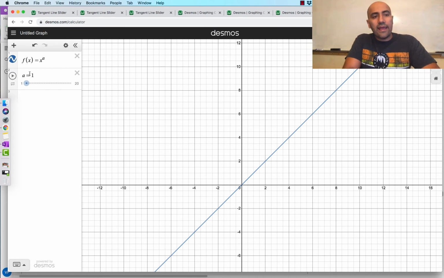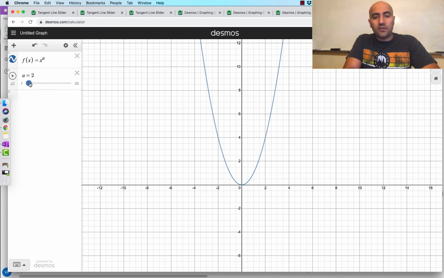So when a equals 1, this is going to be x to the power of 1, and so you'll get a straight line. And then as a changes, we see that we get a parabola. That's just going to be x squared, then x cubed, x to the 4th. And so you see that this is the pattern that happens. This is what happens as you raise things to a power. So this is x to the power of 18. It looks an awful lot like x to the power of 2.